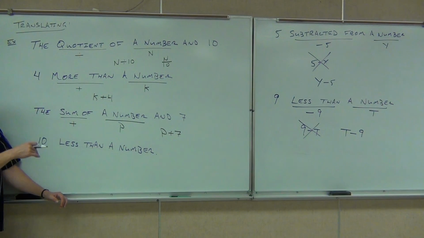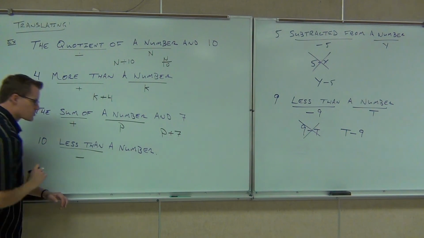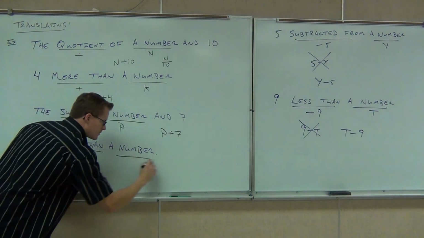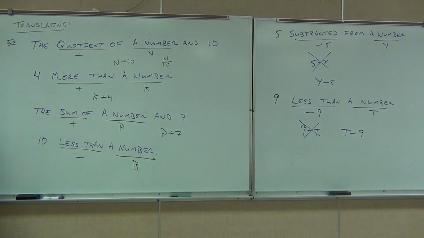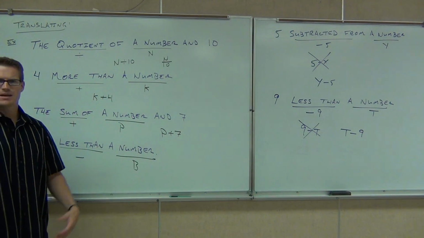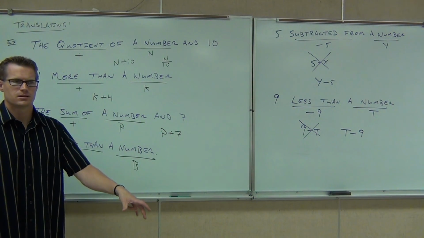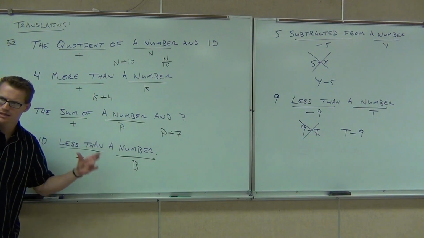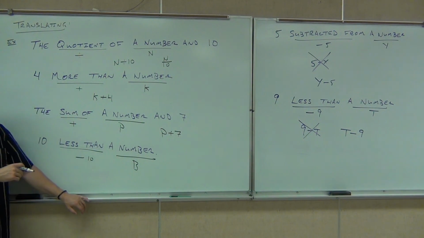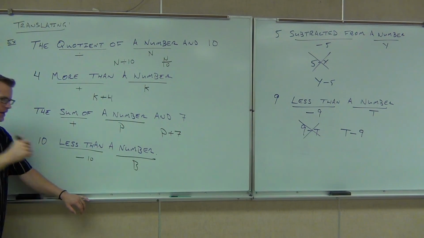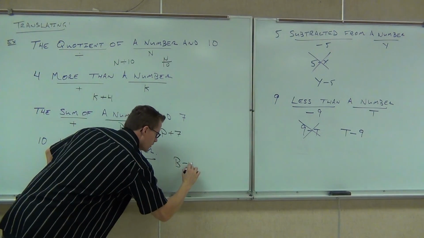This one is the important one on this set, the quotient and the less than. Less than does mean subtraction. A number means anything that you want to pick. How about b? 10 less than a number. Are we going to write this 10 minus b or b minus 10? Very good. The less than comes at the very end of it. For me, I like to think of it as minus 10. That way it sticks in my head that I'm just going to do b minus 10.